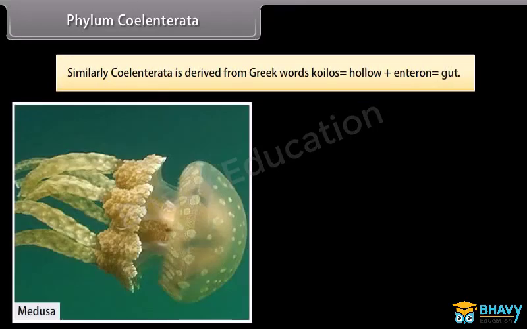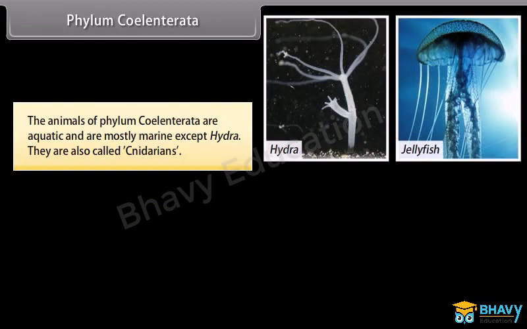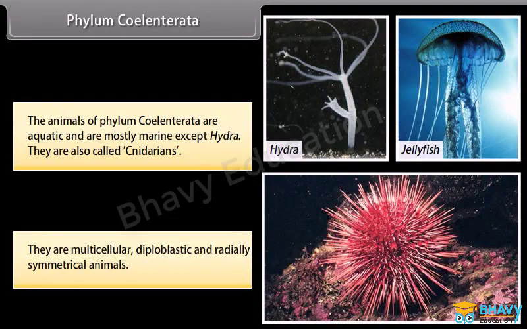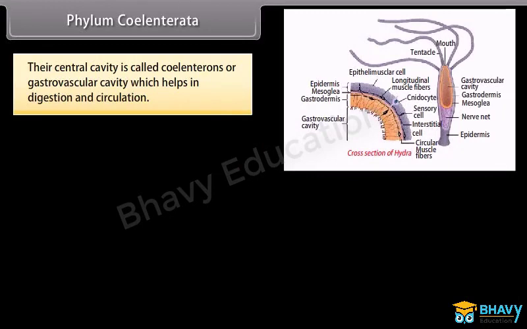Phylum Coelenterata. Similarly, Coelenterata is derived from the Greek words koilos, hollow, plus enteron, gut. The animals of Phylum Coelenterata are aquatic and are mostly marine except Hydra. They are also called cnidarians. They are multicellular, diploblastic, and radially symmetrical animals. Their central cavity is called coelenteron or gastrovascular cavity, which helps in digestion and circulation.